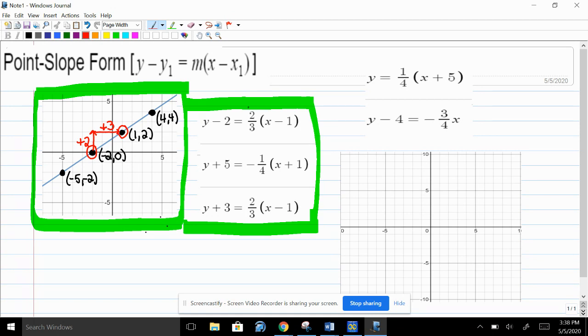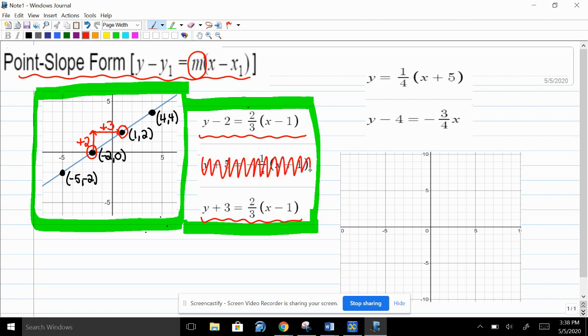Well, if I look at point slope form, which is listed right here, the slope is always the number that's jammed in front of the parentheses next to the x. So if you look at your choices, now that I know the rise over the run is 2 over 3, there's got to be a 2 over 3 in that spot. Looks like this is a possible answer right here. Looks like this is a possible answer right here. This answer is obviously eliminated because it has a negative 1 over 4. So I've narrowed my choices down.